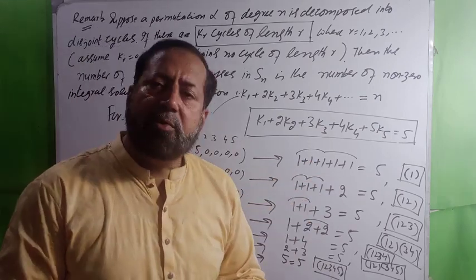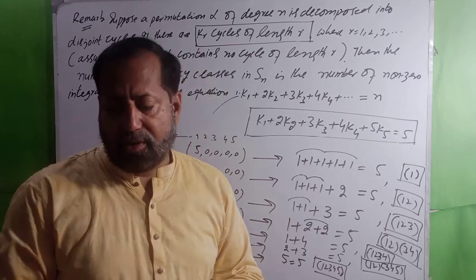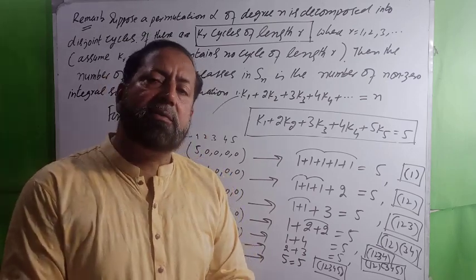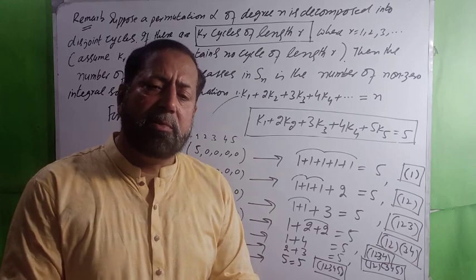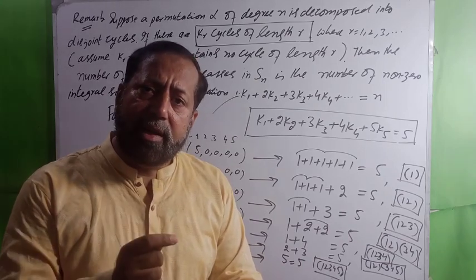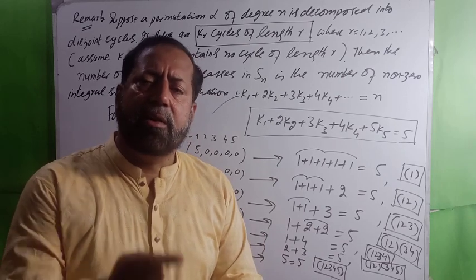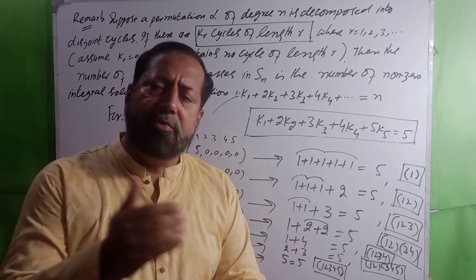Now we have another way to find the number of elements in a conjugacy class. Yes, we have a theorem for this one: the number of elements in a conjugacy class is equal to the index of the normalizer of the representative element in G.